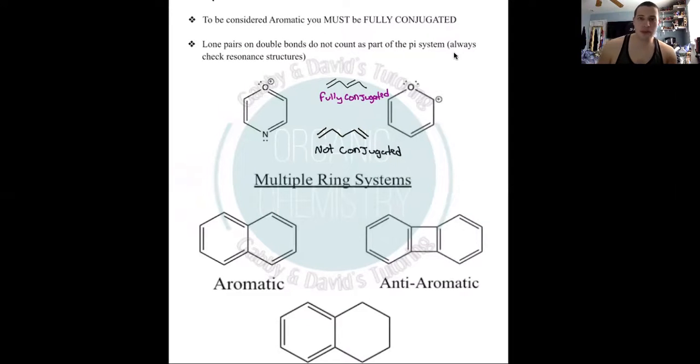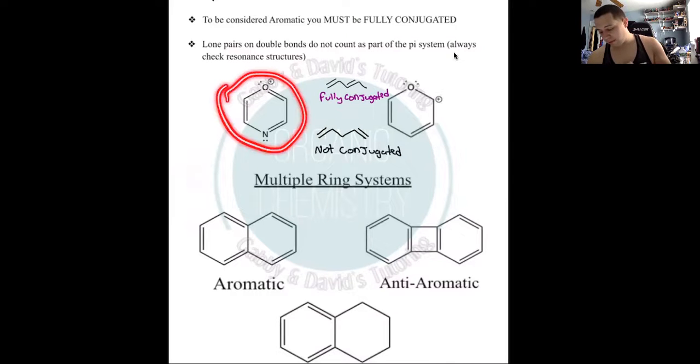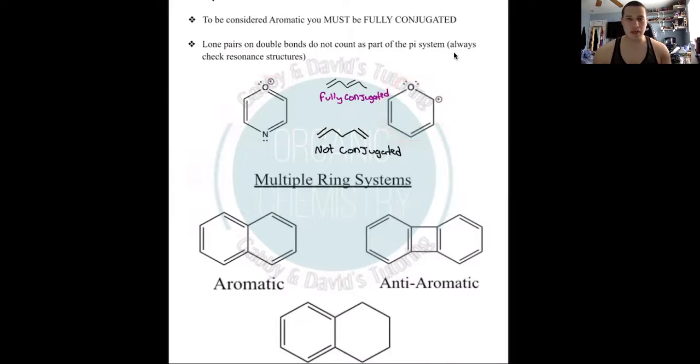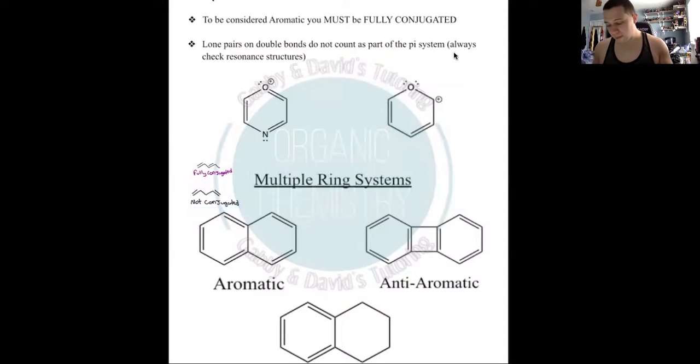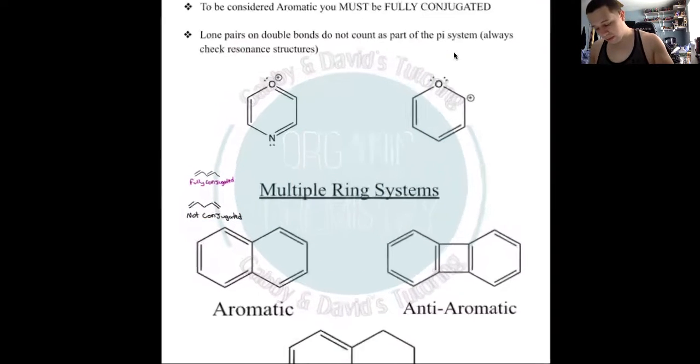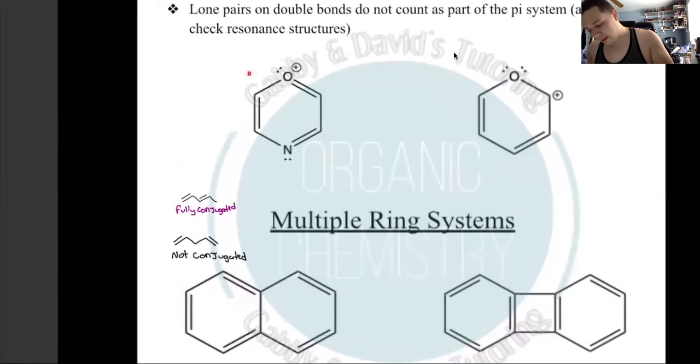Okay. So those are your 2 examples. Now what we're going to do is determine if the left compound and the right compound are fully conjugated. Okay, so let's start with the left compound. So in the left compound, what stands out is the oxygen and the nitrogen, and what they both have is a double bond and a lone pair.